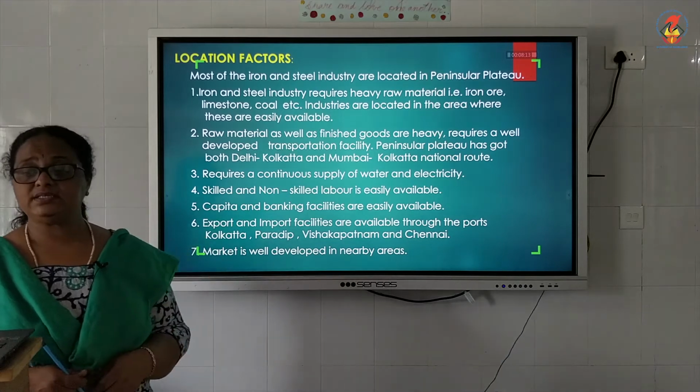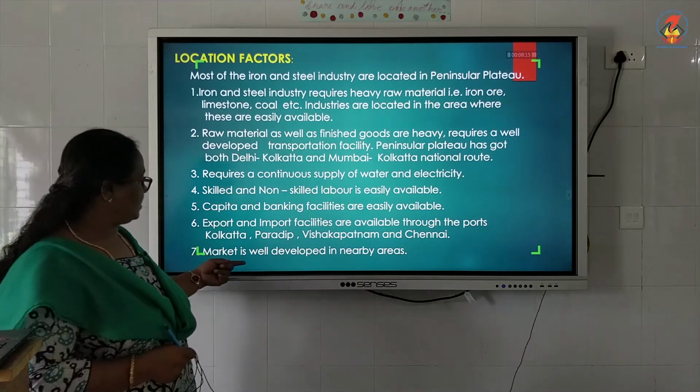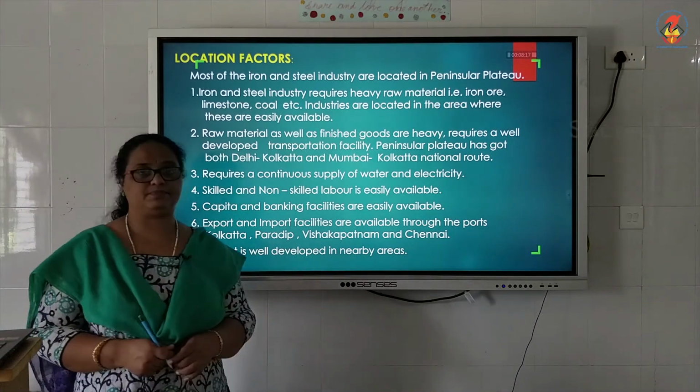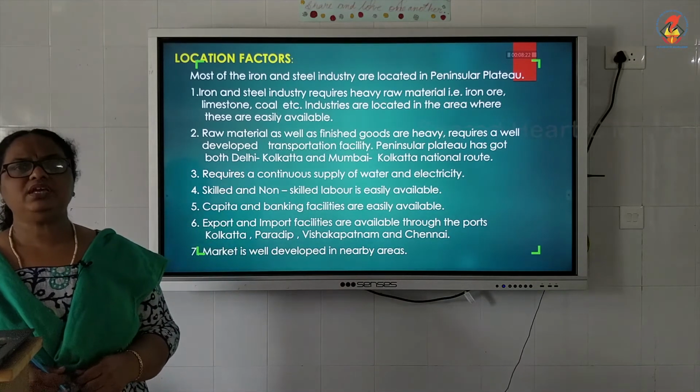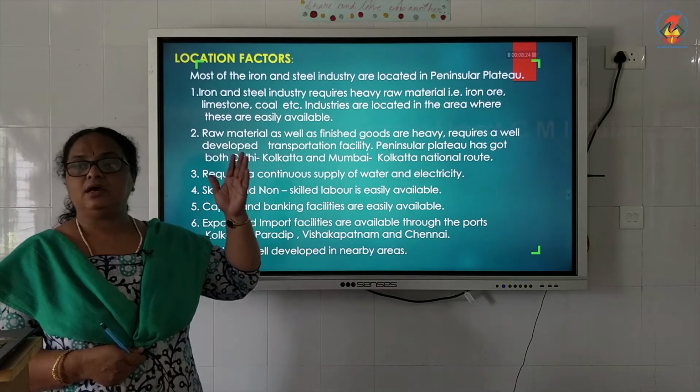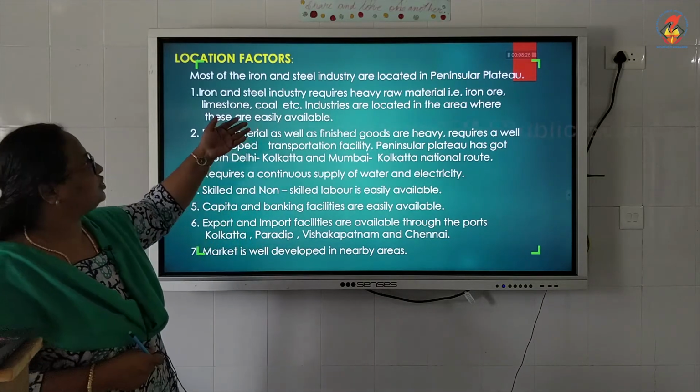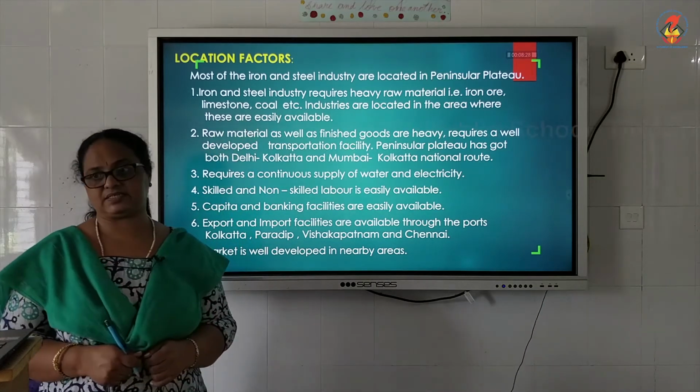Then the other thing is market. Market must be well developed in the nearby areas. So these are the important factors for the location of iron and steel industries.